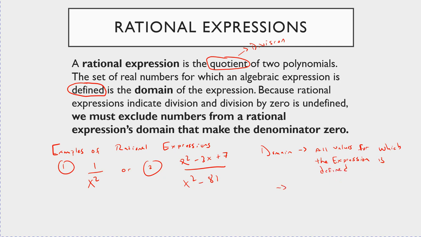Because rational expressions indicate division and division by 0 is undefined, we must exclude numbers from rational expressions that make the denominator 0. So the domain cannot include values of x for which the denominator would equal 0. Now I want to show you how you can find the domain of a rational expression.